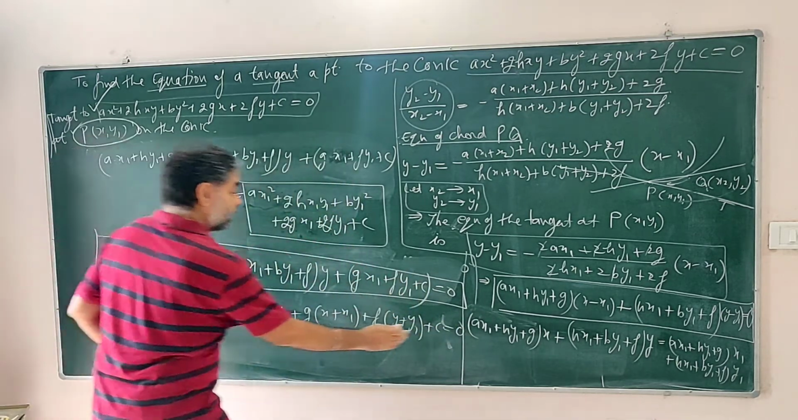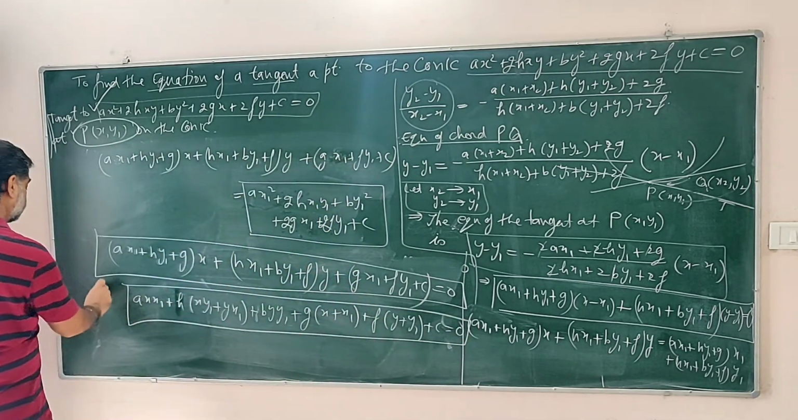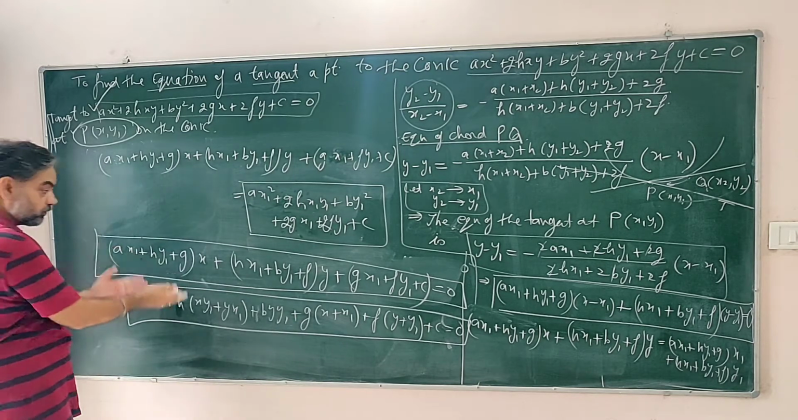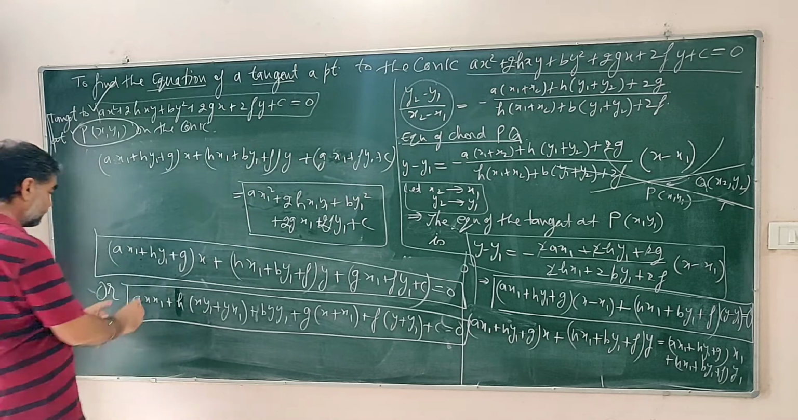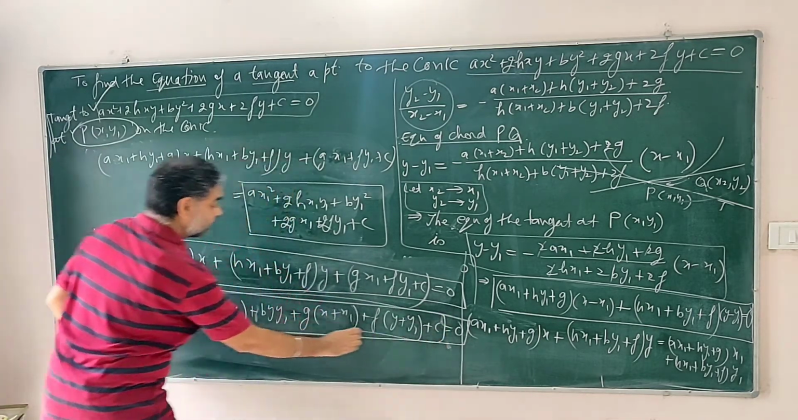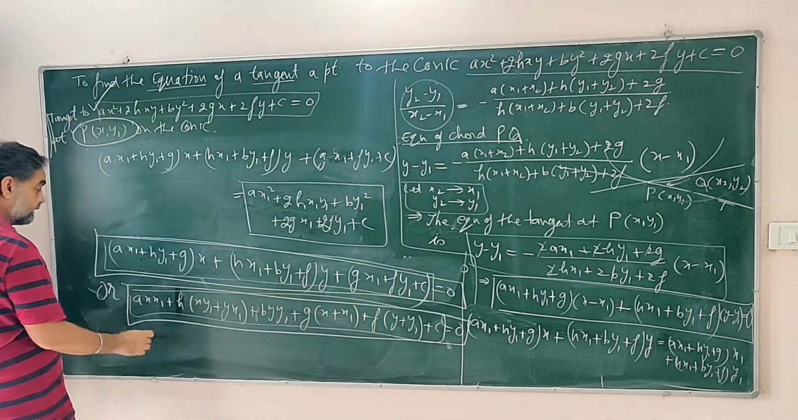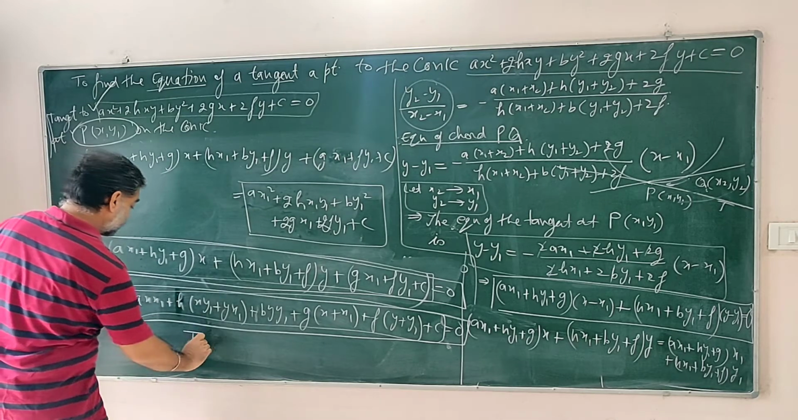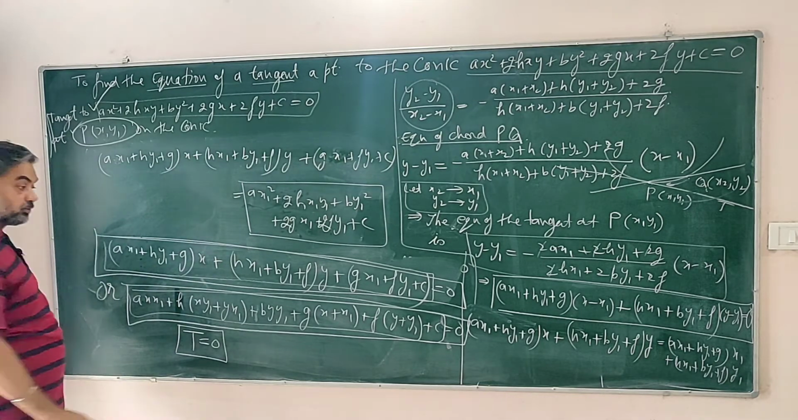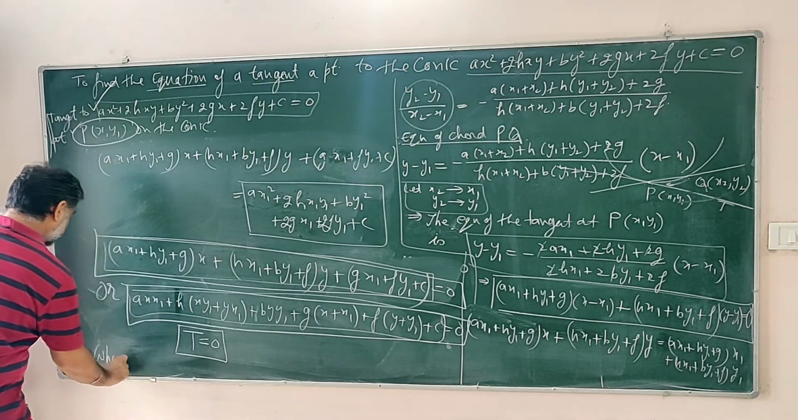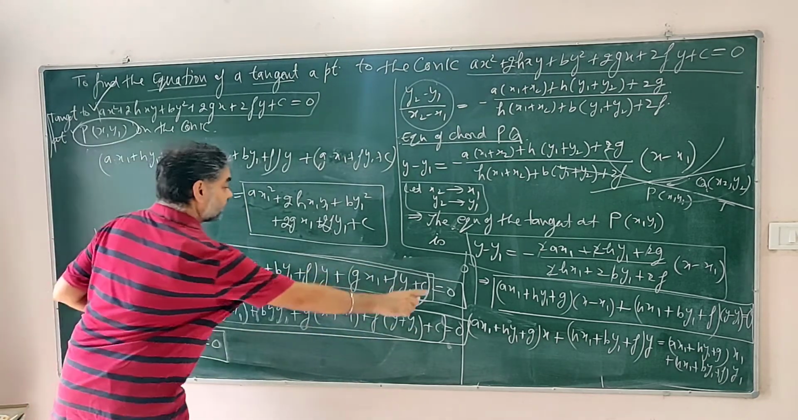This equation can also be written like this, and both of them are equations of the tangent to this conic at the point (x1, y1). If this part on the left hand side, or this part on the left hand side, we call as T, then the equation of the tangent can be written as T equal to 0, where T is this part on the left hand side.